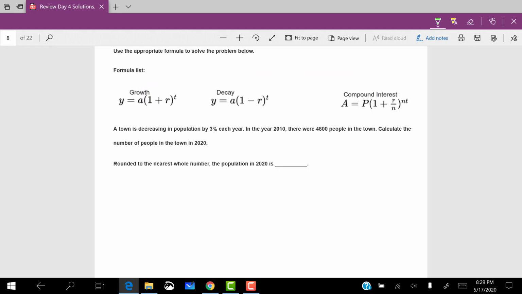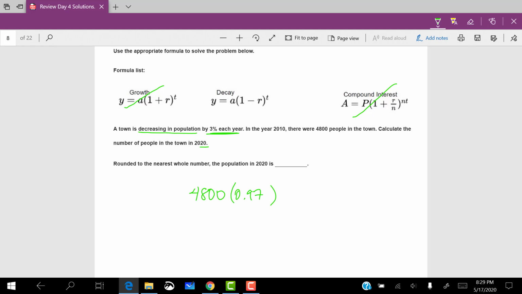The problem says the town is decreasing in population. So I know this is not going to be growth, and it's not an interest problem. It's going to be a decay problem. Decreasing by 3% each year. In 2010, there were 4,800 people in the town. So we start with 4,800 people. And then every year, how many people do we have left? Well, if we're decreasing by 3%, we have 97% left.